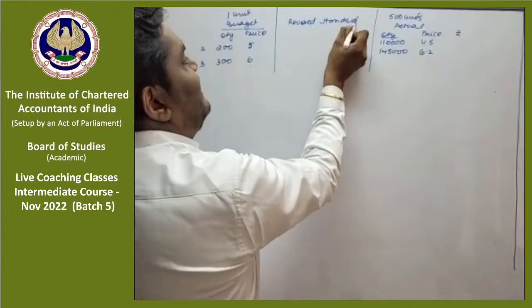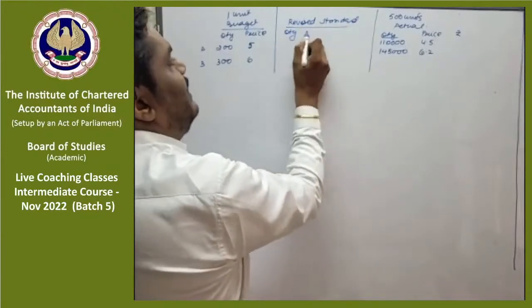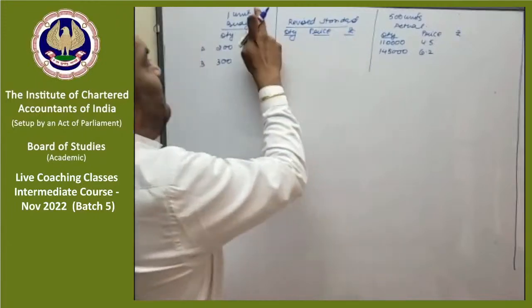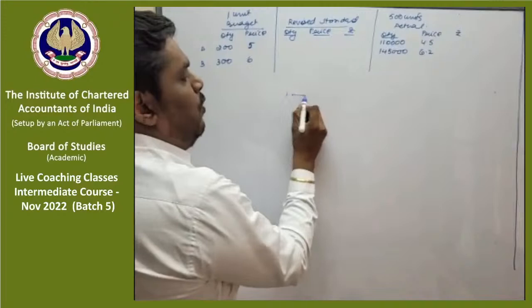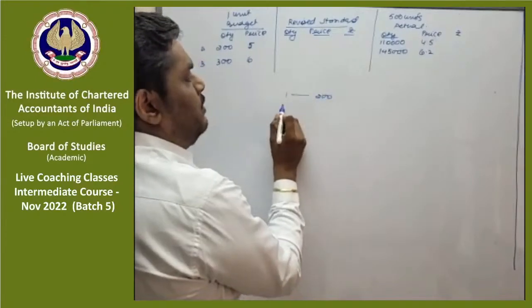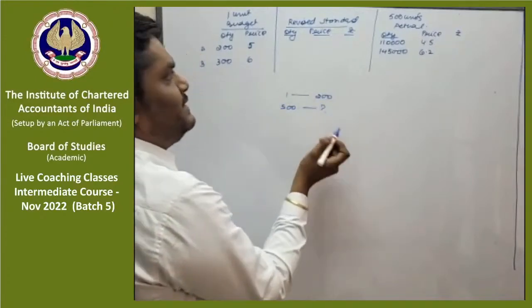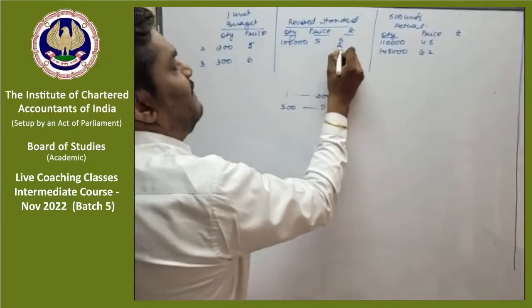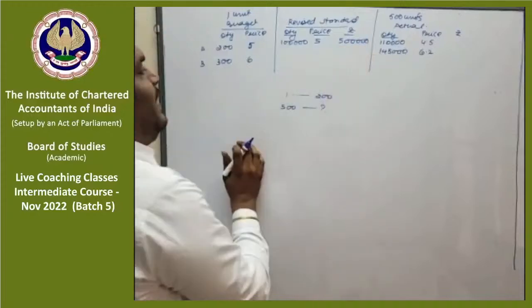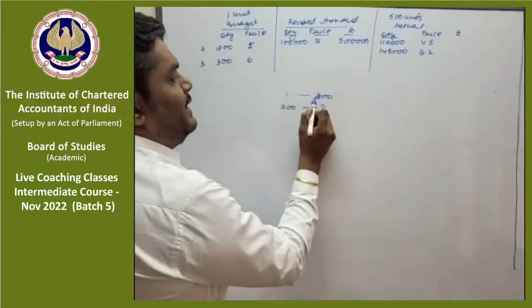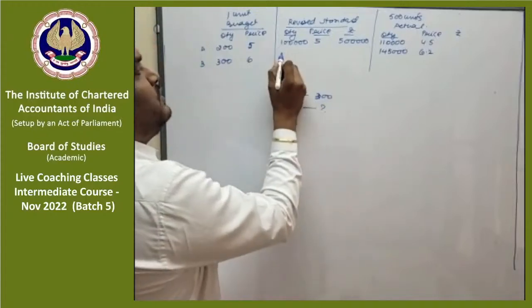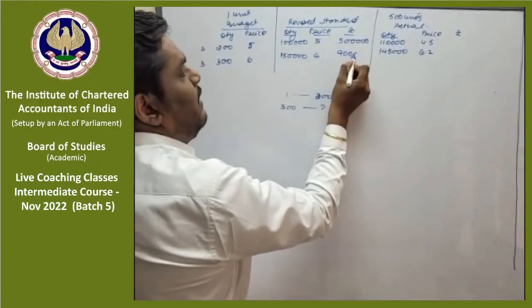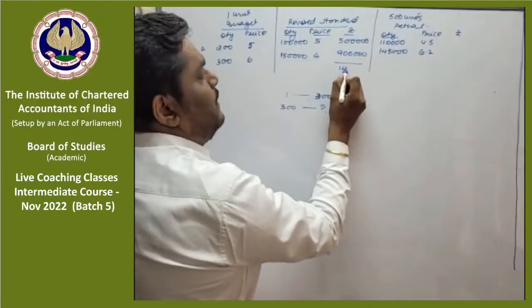We'll prepare the revised standard for 500 units. So 1 unit 200 kgs. 1 unit 200 kgs. So 500 units, how much? Very simple. 1 lakh into 5 lakh. Similarly, 1 unit 300 kgs. So 500 units, how much? 1,50,000 into 6, that is 9 lakh. So the total cost will be 14 lakh.